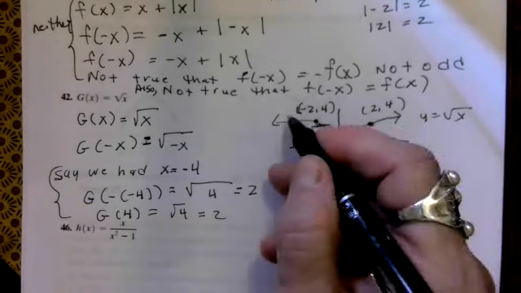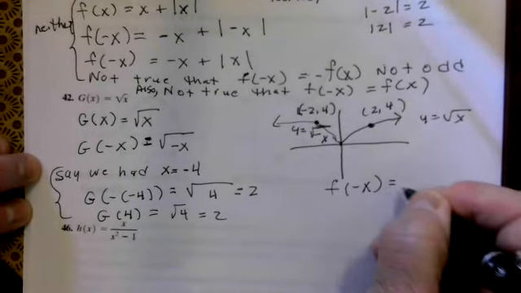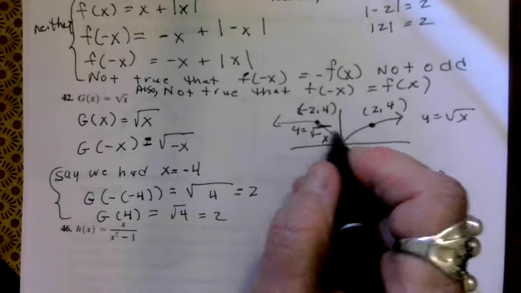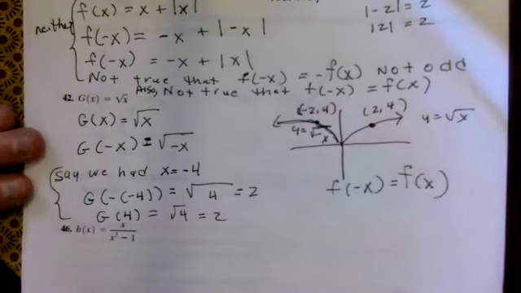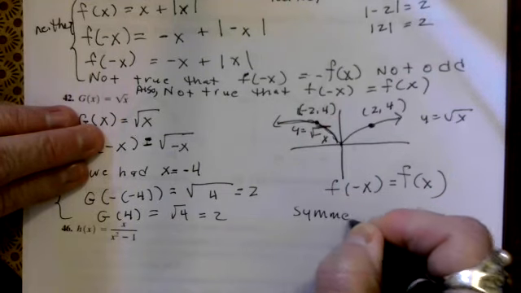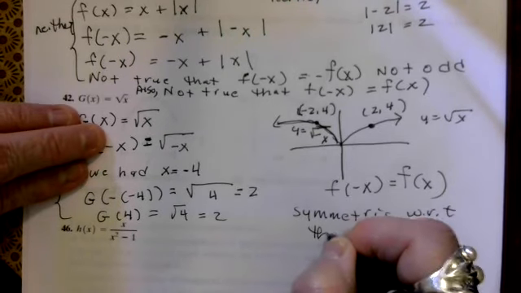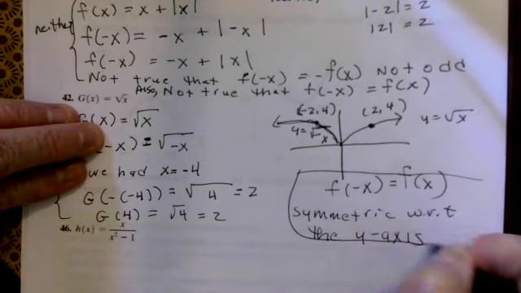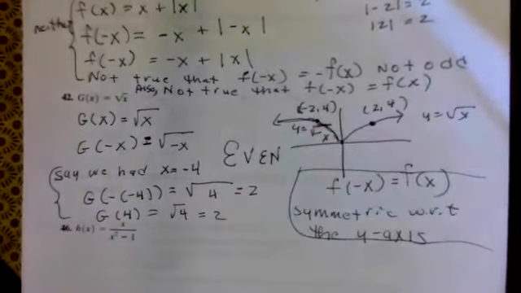But the y value is the same, isn't it? So what we're saying is f of -x is the same as f of x. The y value stays the same. Now, do you think this is even or odd? Well, look at the symmetry of it for one thing. Isn't it symmetric with respect to the y-axis? Sort of. So it is symmetric with respect to the y-axis. This is also true. That means it's even. This function is even.